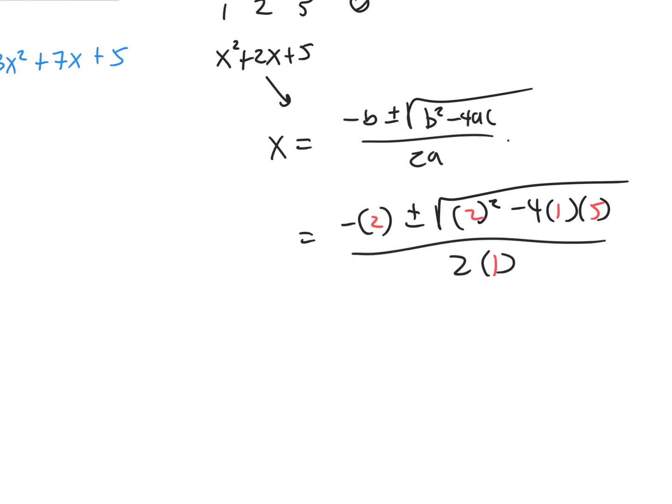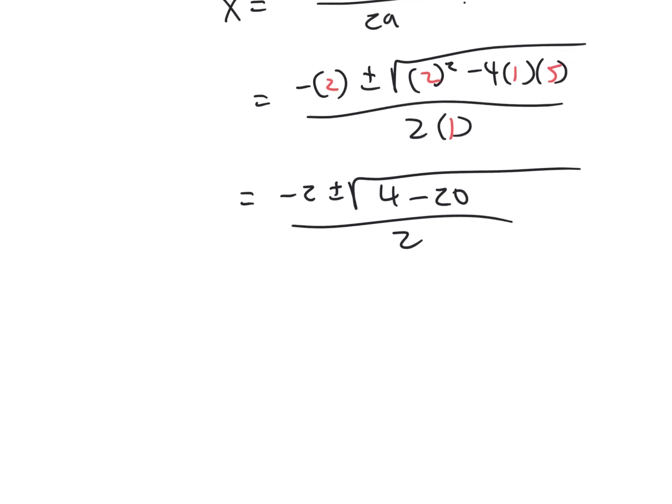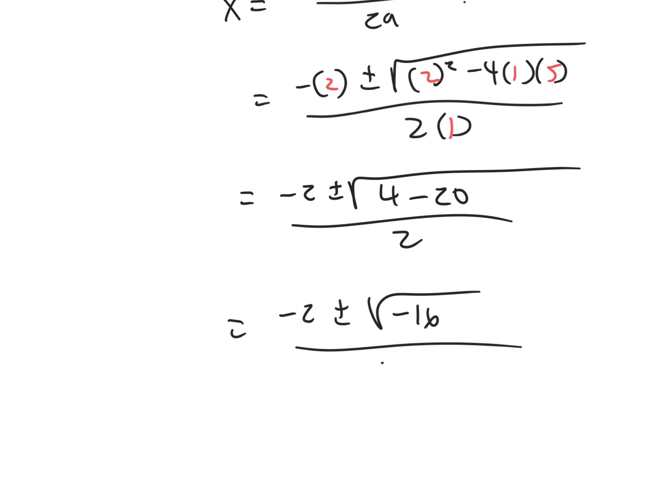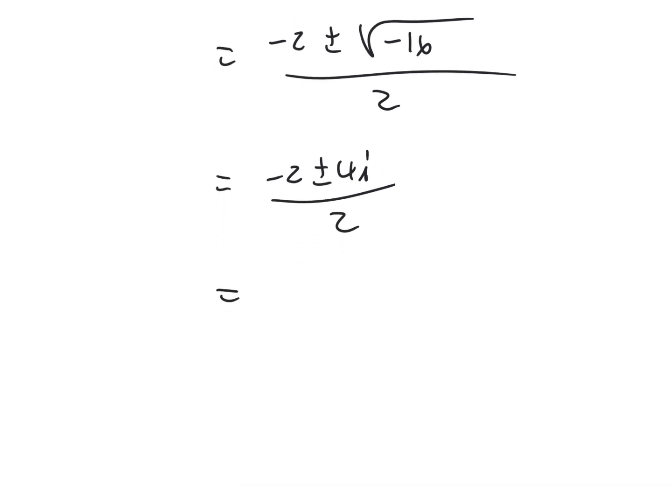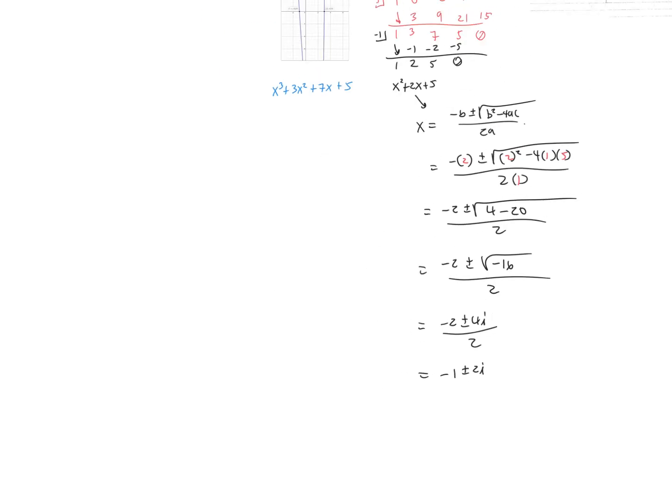So we have -2 plus minus radical 4 minus 20, so it will be imaginary, and then we have 2 times 1. So -2 plus minus radical -16, I think, right? Over that, -2 plus minus 4i. Hopefully my student agrees with that. That would turn into really just -1 plus minus 2i. And those are your other answers.